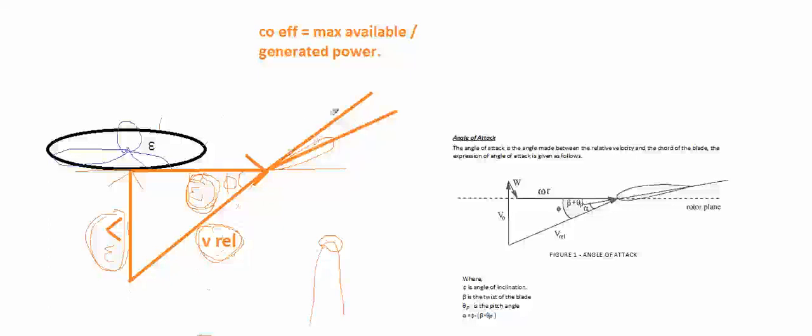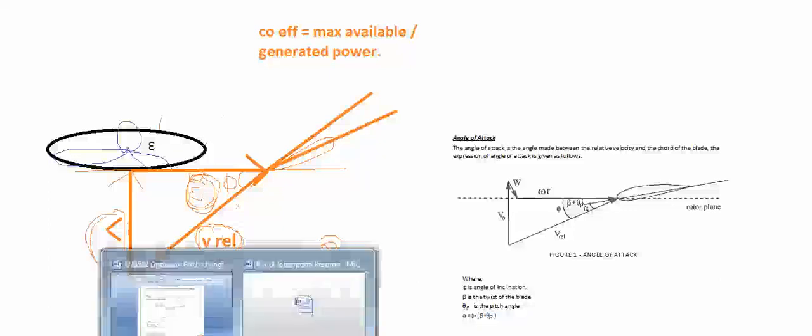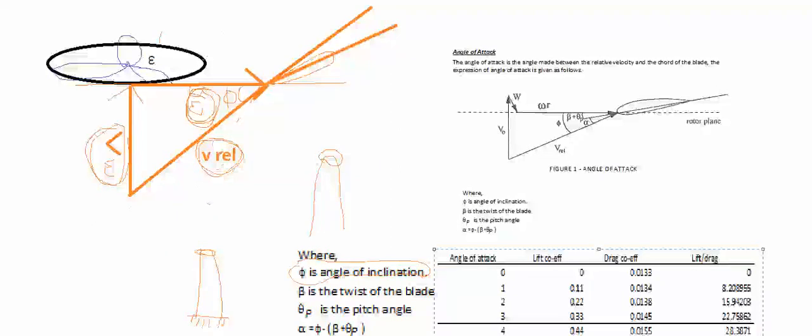To understand that concept, we'll go to this document. Now carefully observe how the angle of attack affects the coefficient of lift and the coefficient of drag. Our intention is to have the best possible lift to drag ratio. Now what is this lift to drag ratio? What is lift? What is drag?